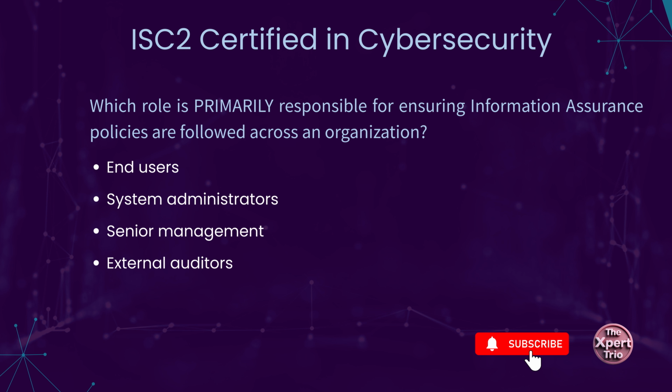Which role is primarily responsible for ensuring information assurance policies are followed across an organization? Options are end users, system administrators, senior management, external auditors. When we check the given options, end users and system administrators help follow and implement policies, and external auditors only review compliance. The primary responsibility for ensuring information assurance policies are defined, enforced, and followed across the organization lies with senior management, as they provide direction, resources, and accountability.